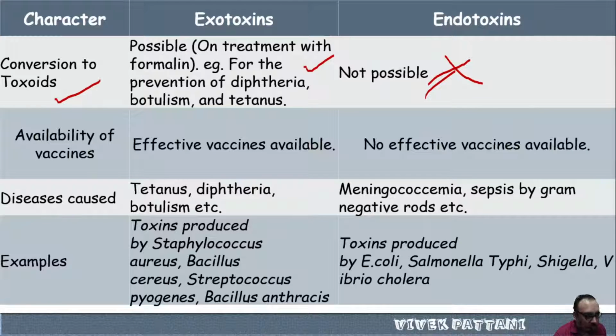What are toxoids? Toxoids are basically the inactive form of the toxins. As you know, most of the exotoxins are basically proteins. They lose their toxicity when treated with formaldehyde, although their antigenic properties are retained. So in this form they are called toxoids, which is an inactive form of the toxin.